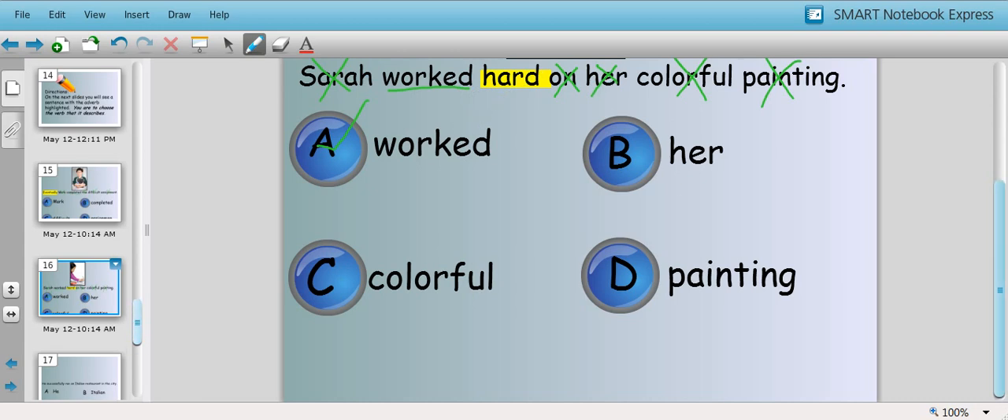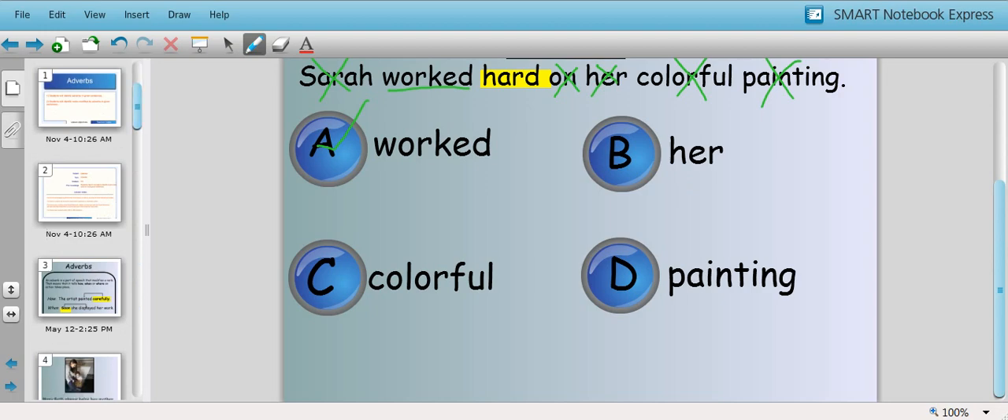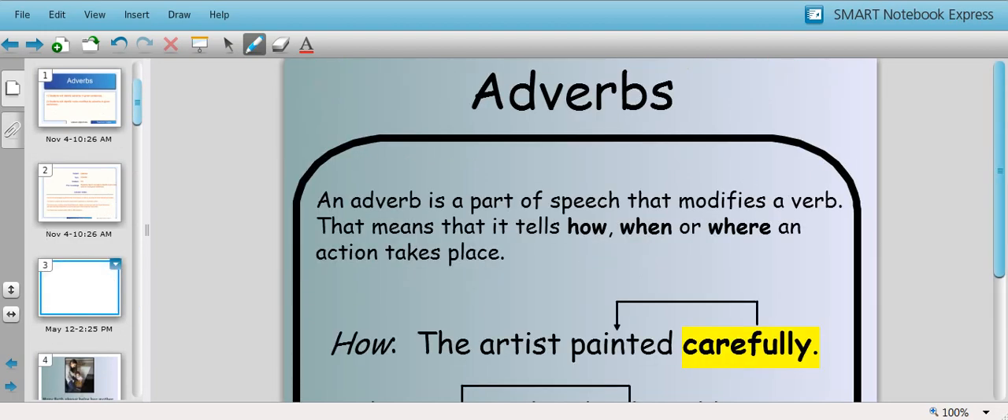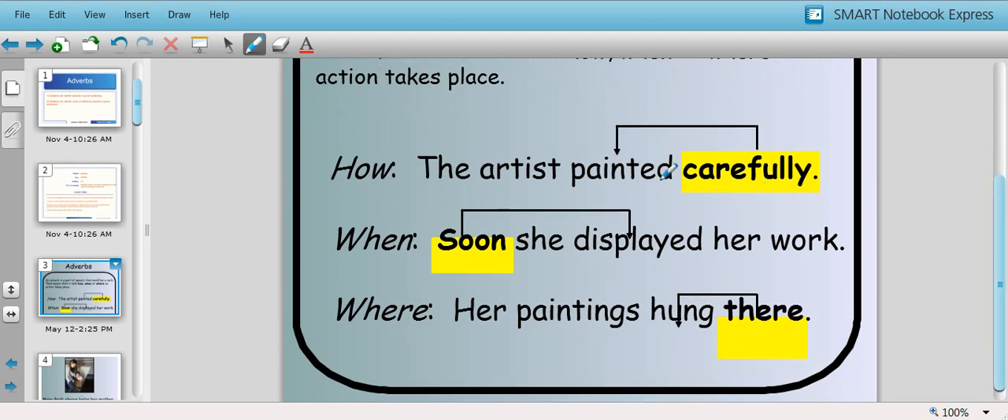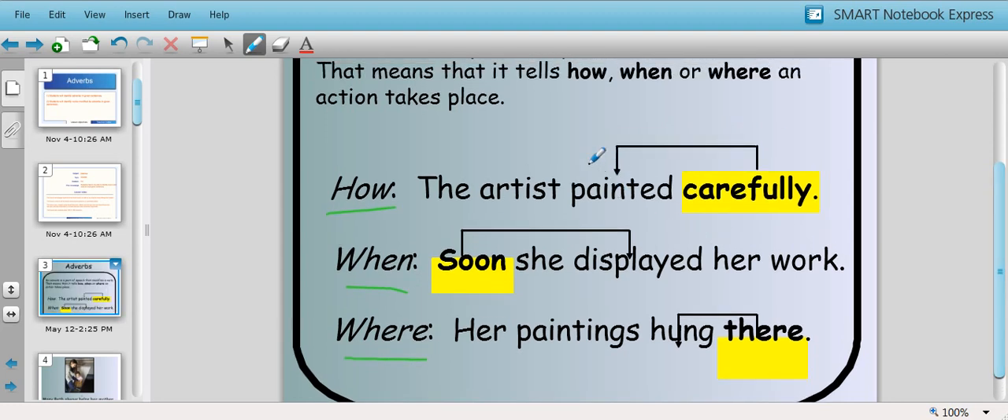So you get the idea about adverbs. And we know that the adverb will always tell us either how, when, or where. And the adverb modifies the verbs in a sentence.